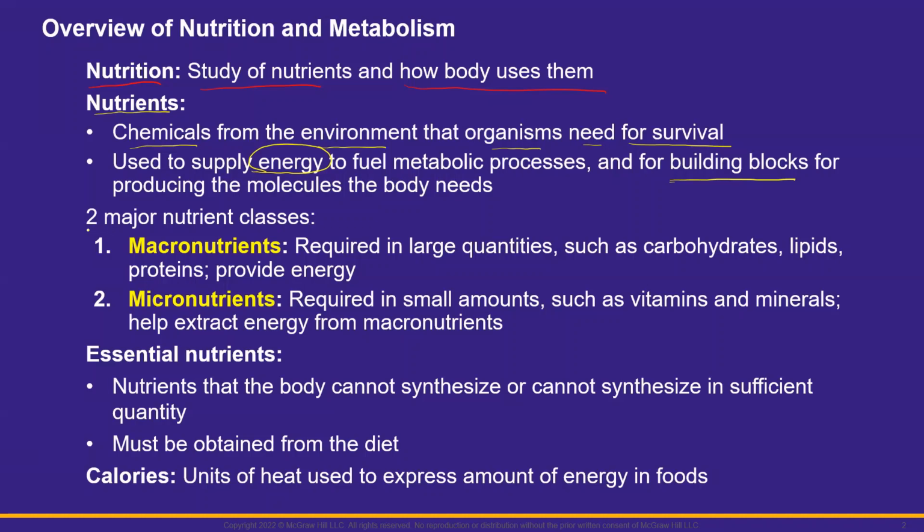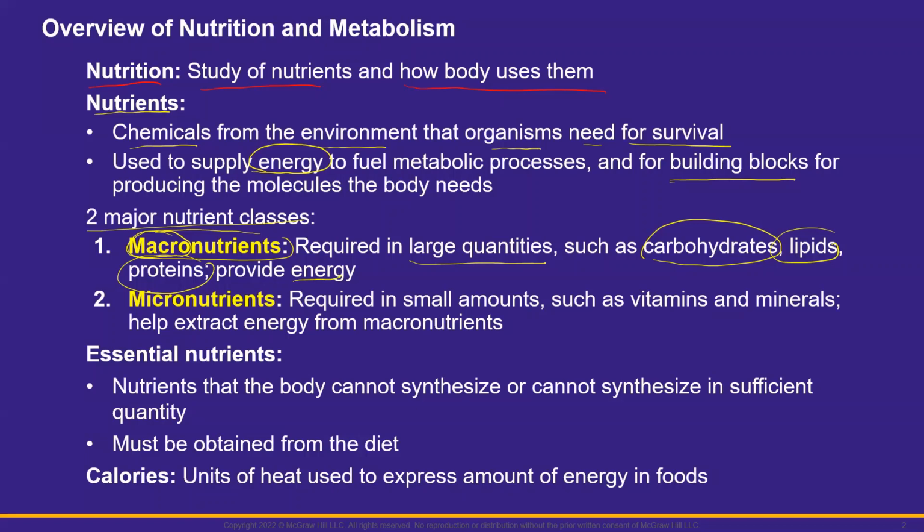There are two major nutrient classes. The first one is called macronutrients, and from the name, we need them a lot. So these are the major nutrients. They are required in large quantities, such as carbohydrates, lipids, and protein. Mostly, these macronutrients are needed for energy and also for building blocks.